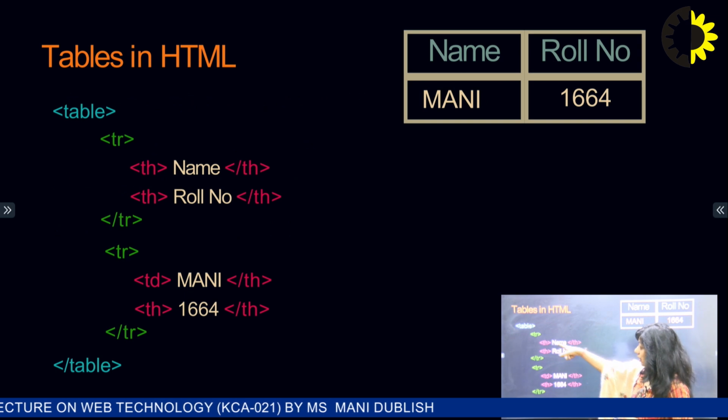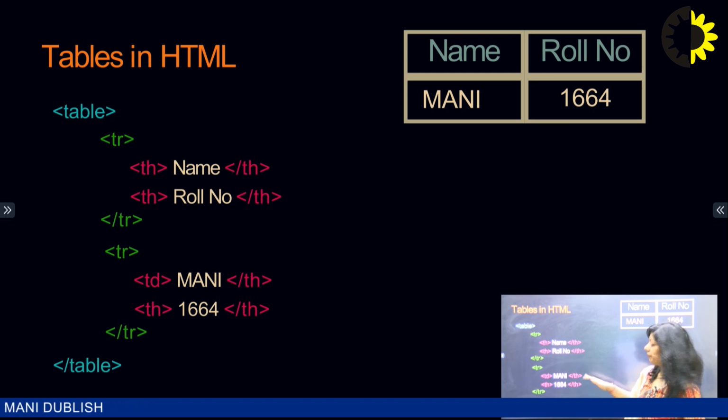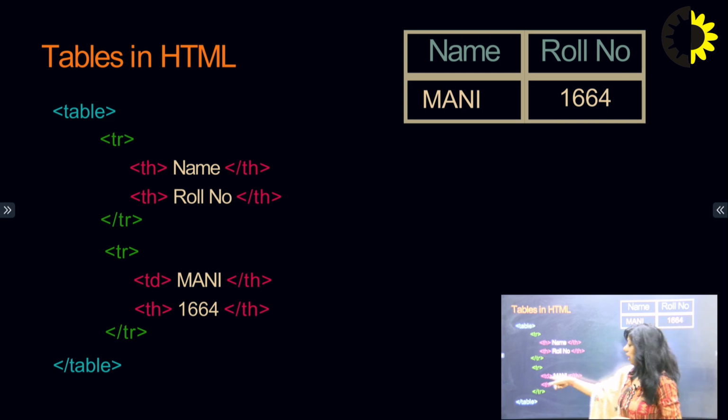So in tr we use th heading, name, closing tag of th, and again we want to create roll number, so in th we write roll number. Closing of the tr tag. Again I want to write the values of this row. I want to print the value of name as money, and the value of roll number as 1664.